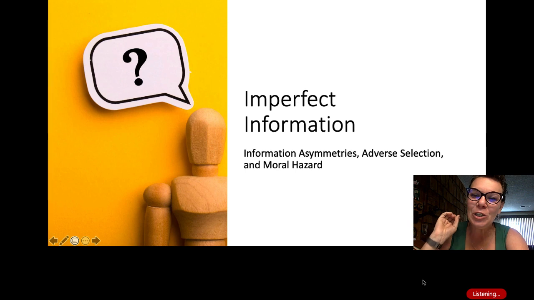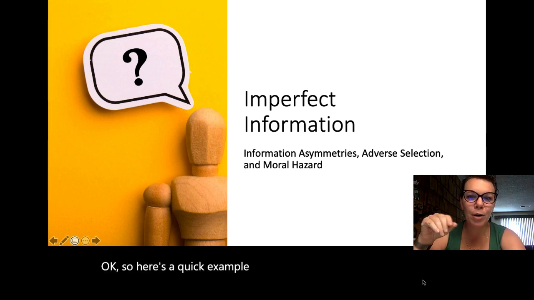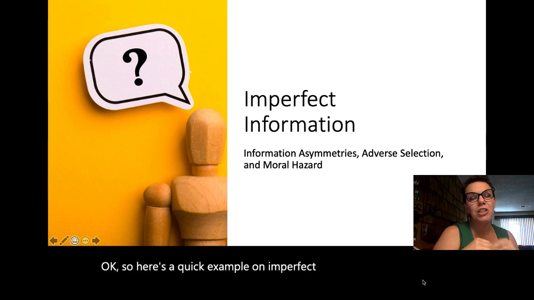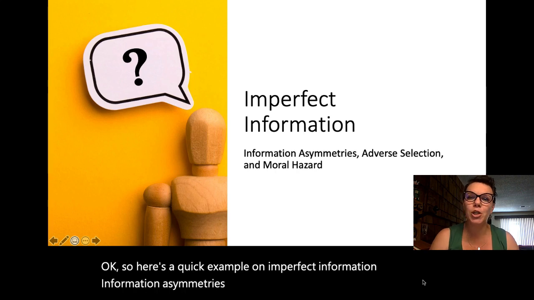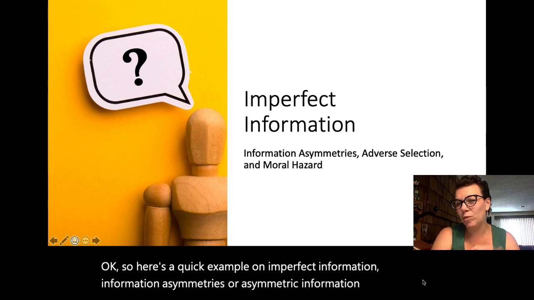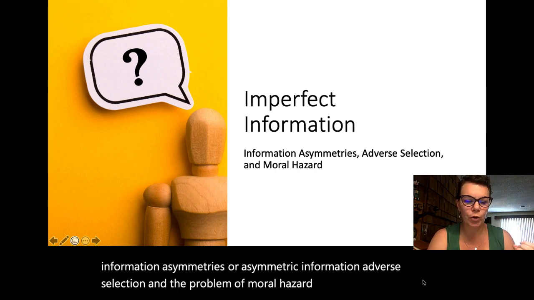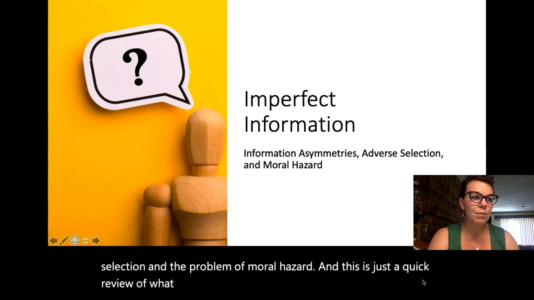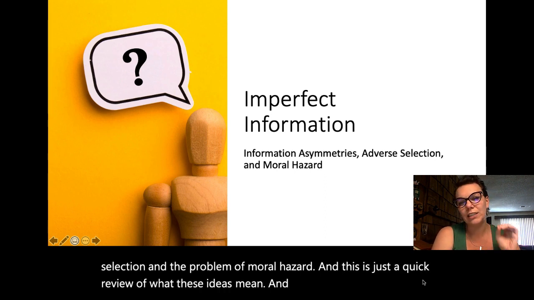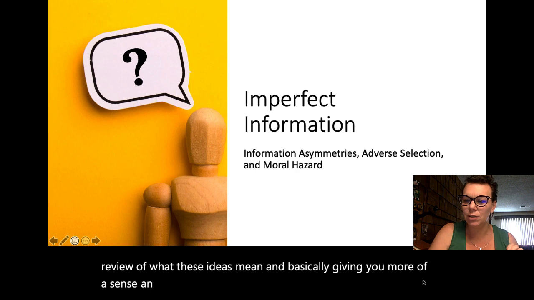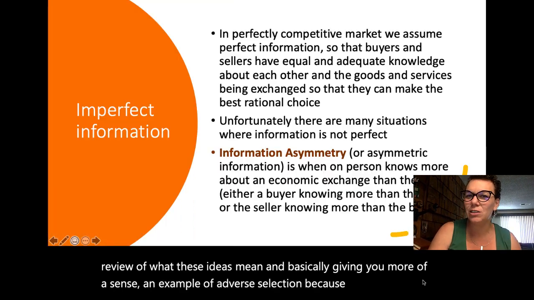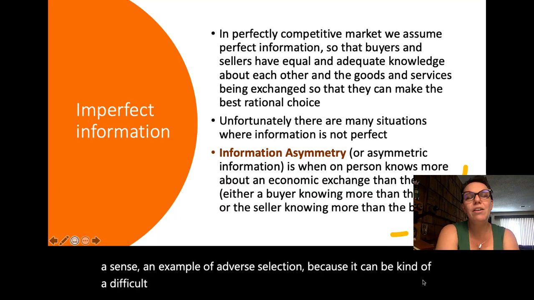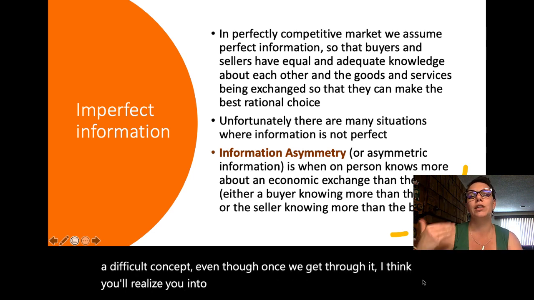Okay, so here's a quick example on imperfect information, information asymmetries or asymmetric information, adverse selection, and the problem of moral hazard. And this is just a quick review of what these ideas mean and basically giving you more of a sense, an example of adverse selection, because it can be kind of a difficult concept, even though once we get through it, I think you'll realize you intuitively already understood it.